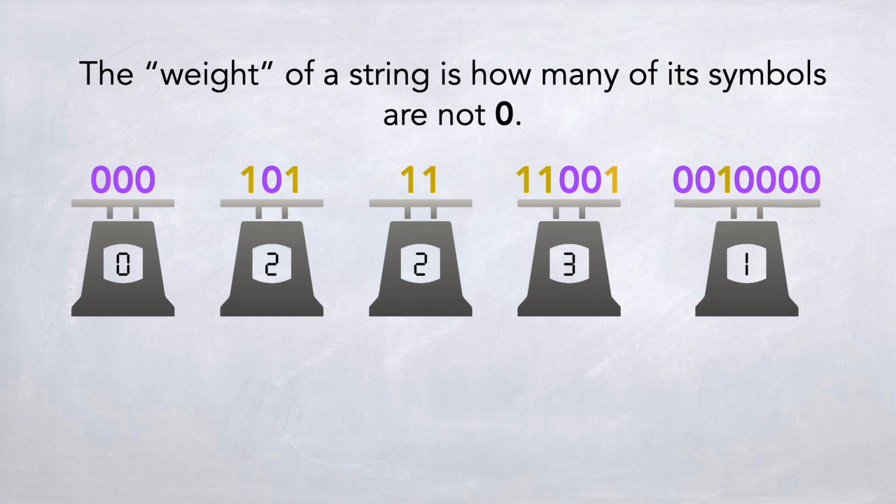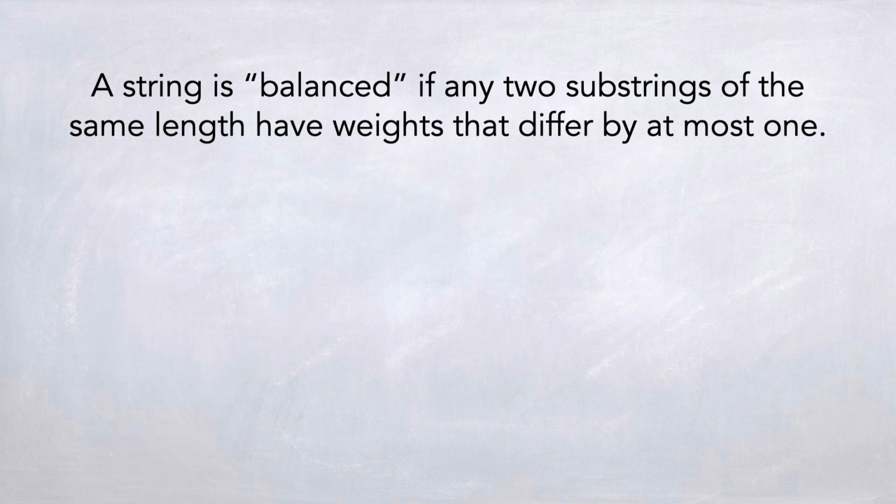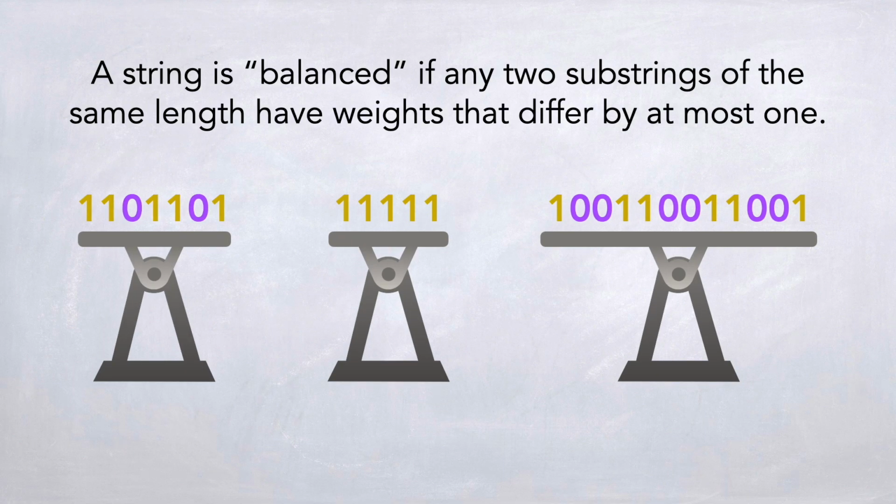Now that we know what the weight of a string means, we can give the following definition. A string is called balanced if any two substrings of the same length have weights that differ by at most 1. This definition is not very intuitive to me, so I want to go through some examples very carefully. For the 3 strings shown here, do you think they're balanced or not? You might want to write down your first impression or intuitive guess of whether these are balanced, and then compare that to the actual answer that we get from using the definition, which we'll now walk through together.